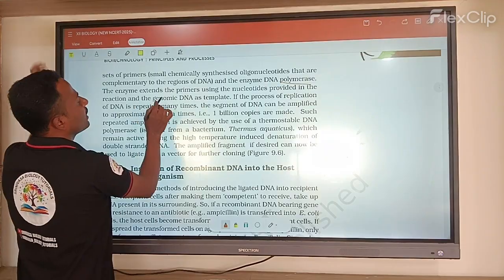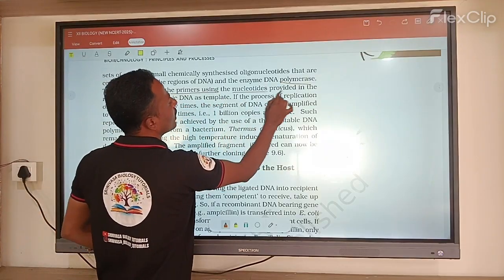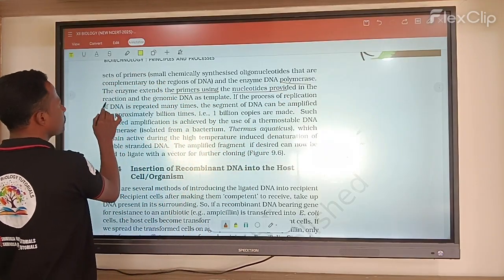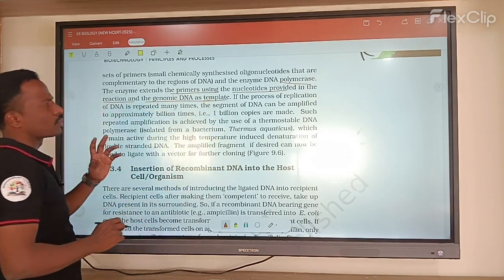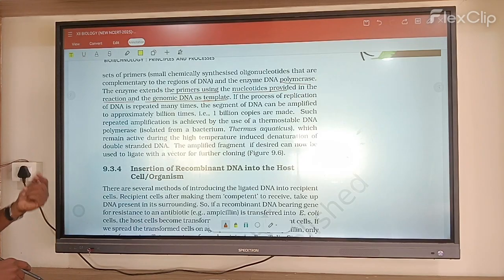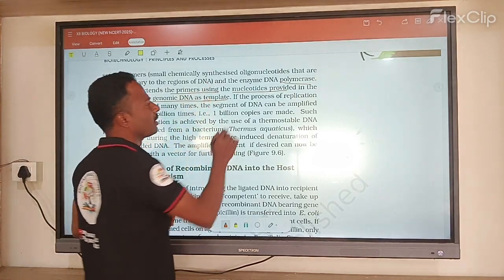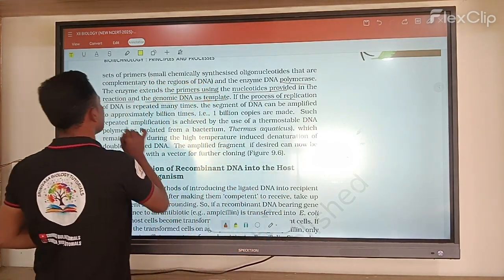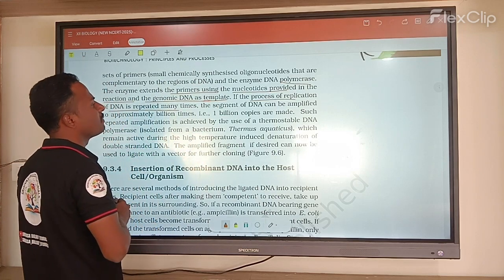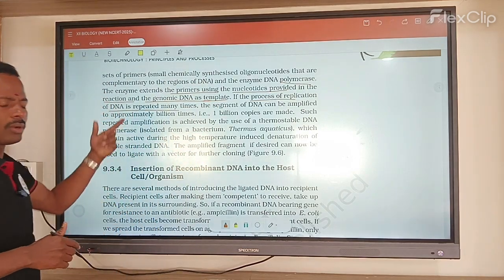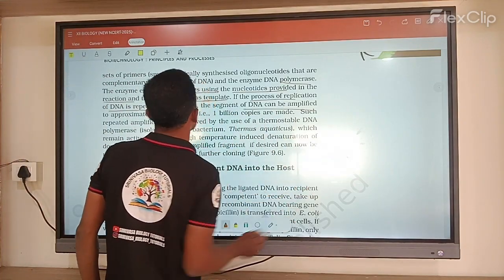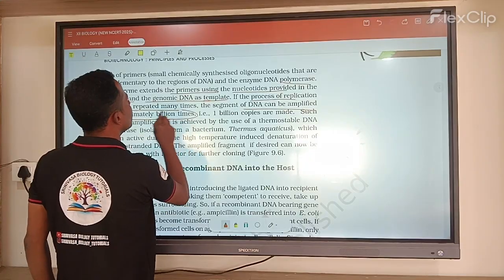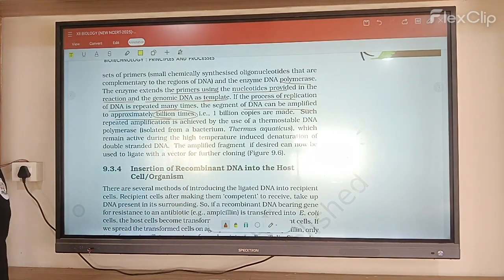The enzyme extends the primers using the nucleotides provided in the reaction and the genomic DNA template. So in this total nucleotide process, we are working with the help of what? The genomic DNA template. In the process of replication, the DNA is repeated many times, around 30 cycles, am I right? So by repeating, the segment of DNA can be amplified approximately a billion times. We get multiple copies, a billion times.